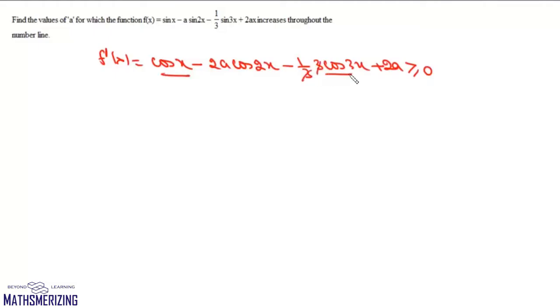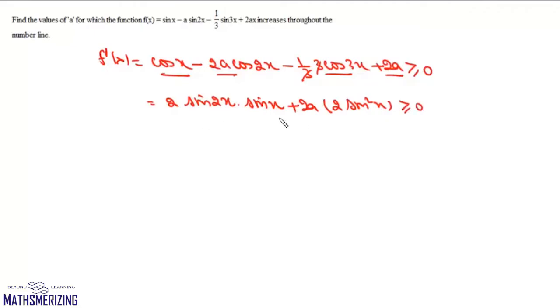Now if we use cos C minus cos D, we can write 2 sin((C+D)/2) sin((D-C)/2). So it will be 2 sin 2x into sin x. And here if we take 2a common, it will be 1 minus cos 2x, which is nothing but 2 sin square x, and it will be greater than or equal to 0.